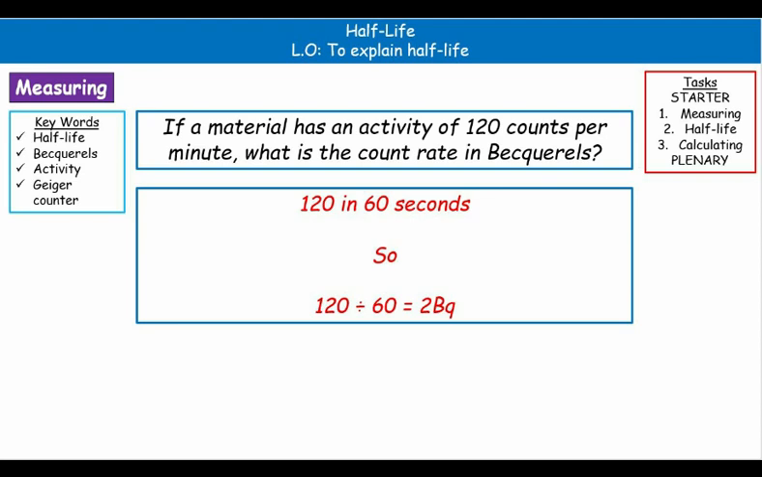Now, in this question, what we've got is a count per minute. So in becquerels, remember, that was the count per second. So hopefully we know that 120 would then be done in 60 seconds. So in order to convert that into becquerels, we've got to do 120 divided by 60, which gives us an answer of 2 becquerels. Give yourself a tick if you got that right.